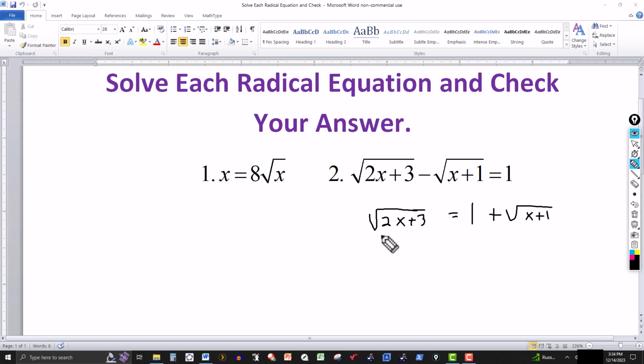And you start off just like we did the first one. We have one radical isolated, so we can get rid of it on this side by squaring both sides. Let's square both sides here. On the left side, you have the square of the square root of 2x plus 3. That's just multiplying this thing by itself, so it cancels the square root. I just get 2x plus 3. And then on the right side, I square this out.